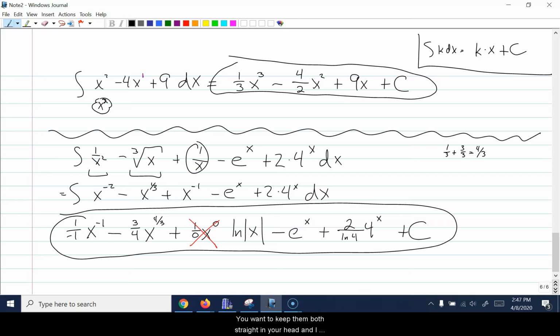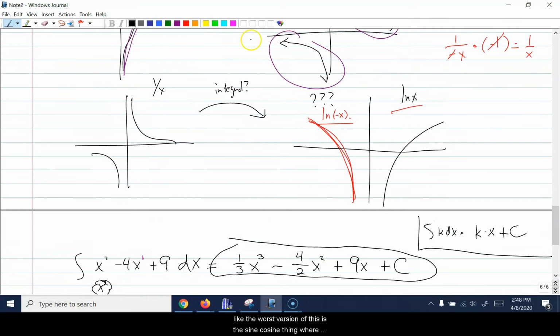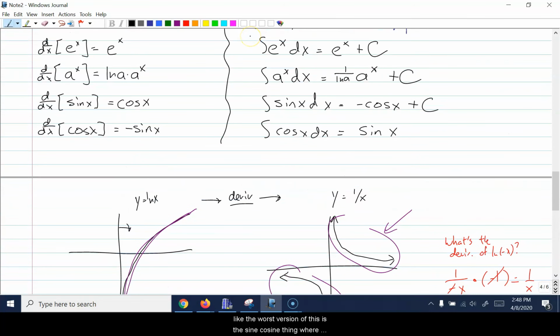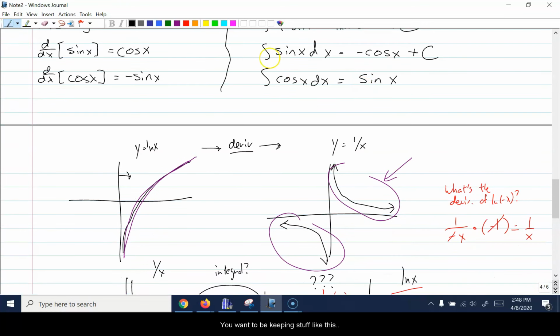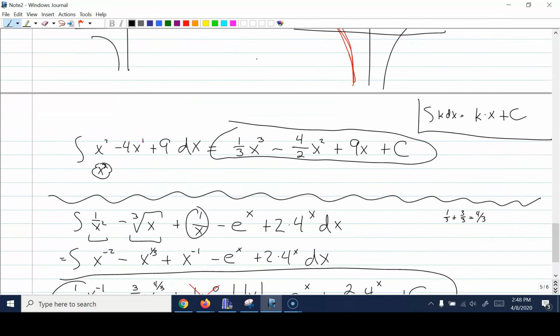You want to keep them both straight in your head, and I think this alternating between do an integral, now do the same derivative is really good for helping make sure you keep your derivative rules, which you're going to want going into the final, separate in your head from the integration rules where they're almost the same. Like the worst version of this is the sine-cosine thing, where these are kind of the same rules. They both have a minus sign somewhere, but where the minus sign is in an opposite place. Like, that's rough. And you want to be keeping stuff like this straight.